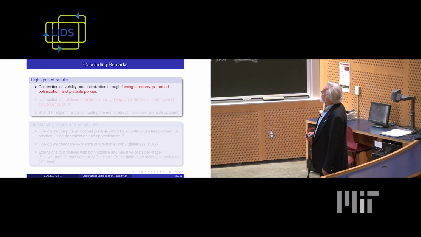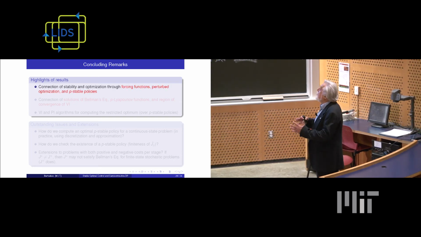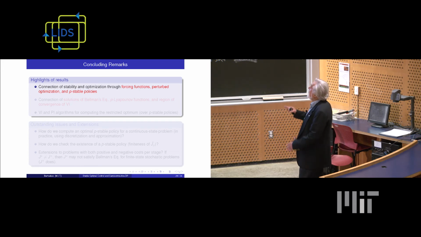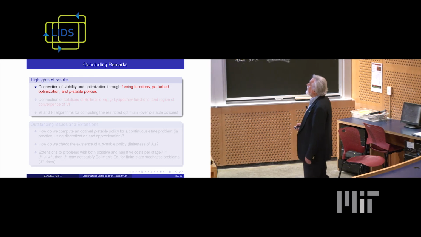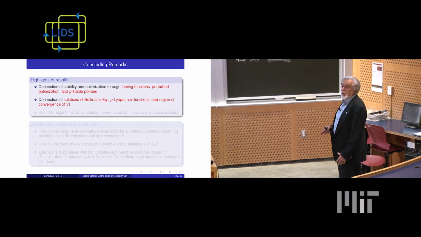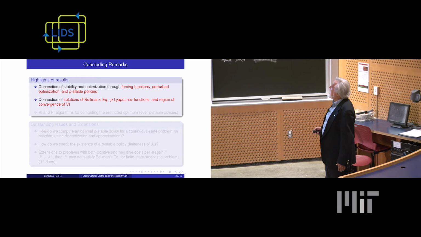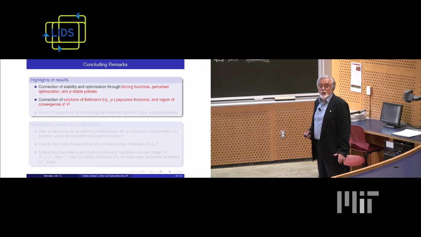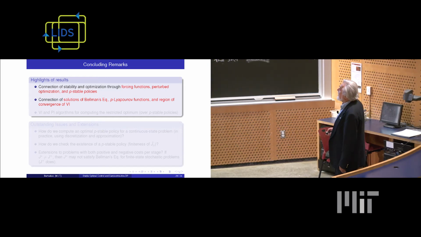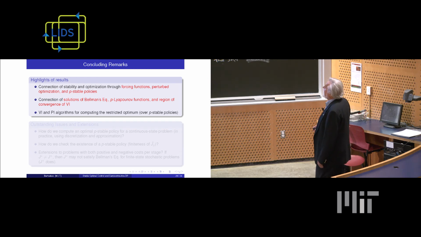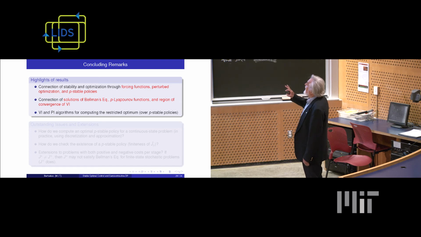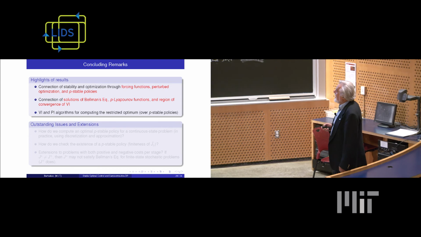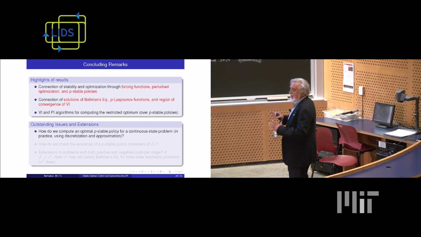The highlights of the results are basically a connection between stability and optimization through the idea of a forcing function, perturbed optimization, p-stable policies. There's a connection between solutions of Bellman's equation, Lyapunov functions, and regions of convergence corresponding to different types of stable policies. And there are value and policy iteration algorithms for computing, in principle, the restricted optimum over the p-stable policies. Now, there are some outstanding issues.